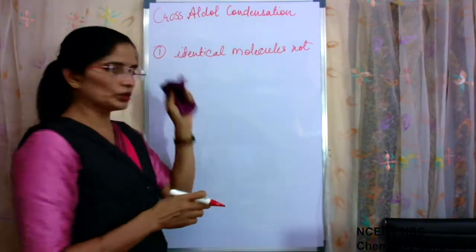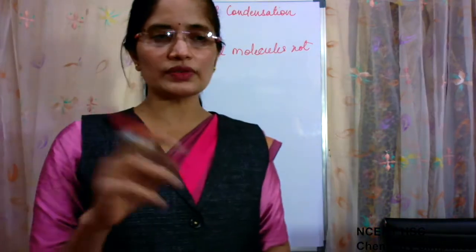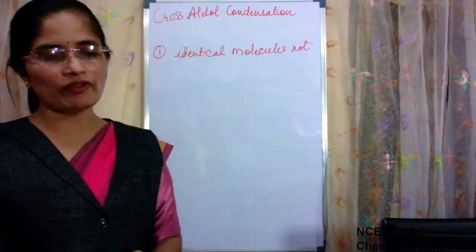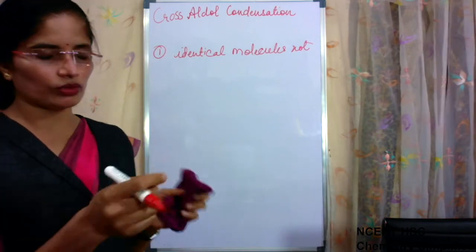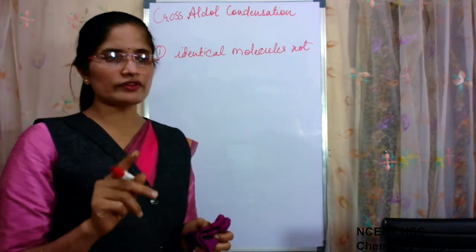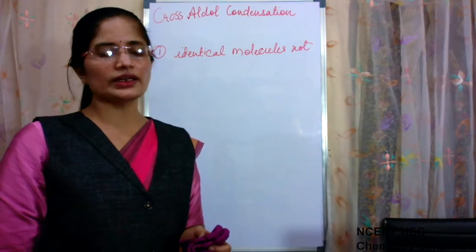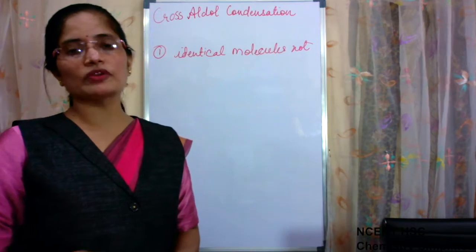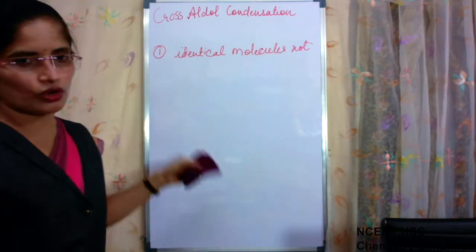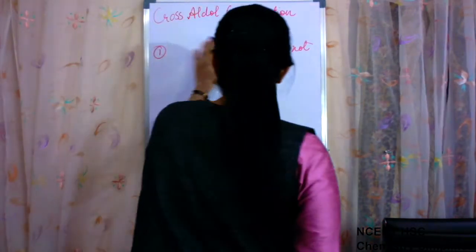Now in aldol condensation, because molecules were identical, the type of product which could be formed was only one type. When both of them were combining, there was only the possibility of forming one type of product. But in cross aldol condensation, four types of products can be formed. So what are those four types of products? This we have to see.